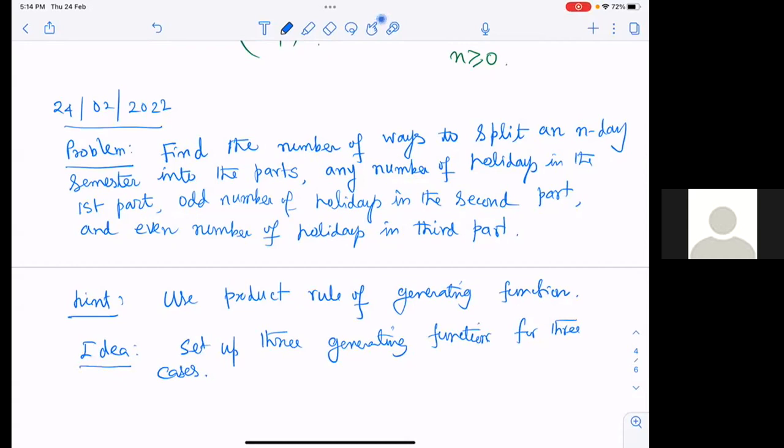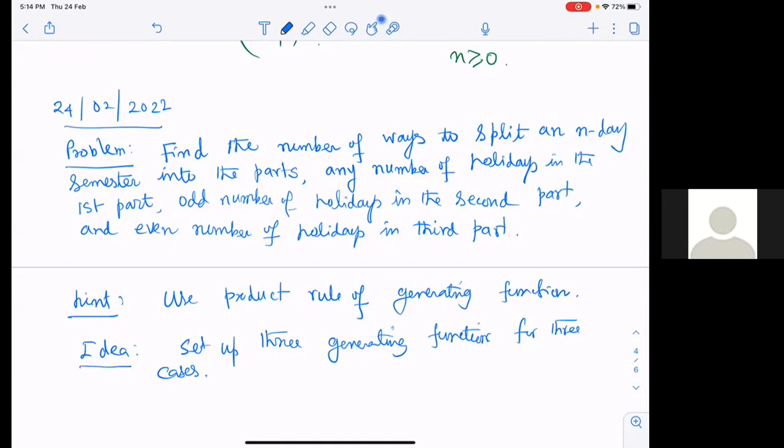Now if you take the product of these generating functions and collect the coefficient of x^n, that should give you all the possible arrangements, right? Then you are satisfying condition 1, condition 2, and condition 3, because they are coming from the respective parts of the generating functions. This is the main idea.